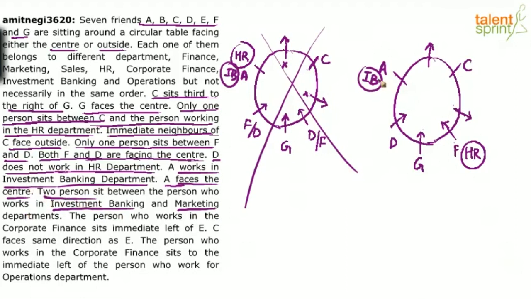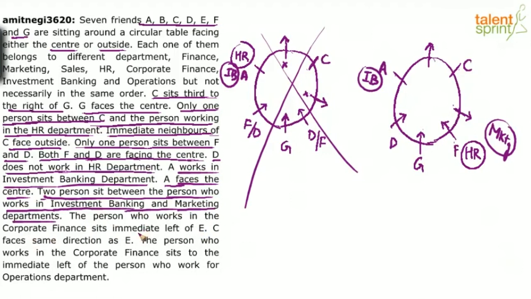So investment banking is here, dash dash marketing, not possible because this is HR. Investment banking is here, dash dash marketing. This should be marketing department. Yes or no? There are 2 persons between investment banking and marketing. So that point is also marked. Nothing complex so far. The person who works in corporate finance sits on the immediate left of E.